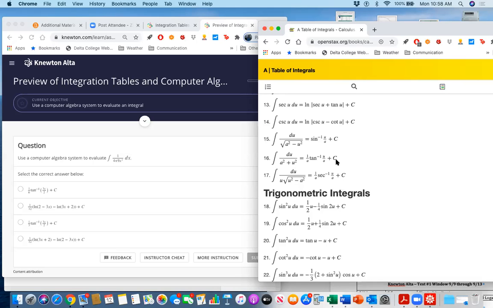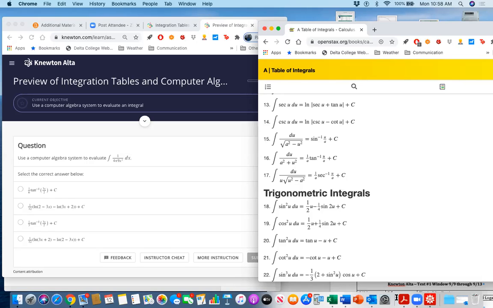I'm thinking. Cassie's guessing 1/3. Anybody else want to guess? Another guess might be 1/2, because there's that 4 there, so the a value is 2.